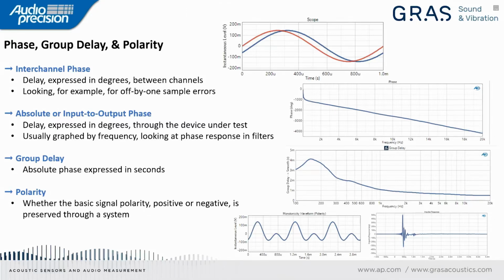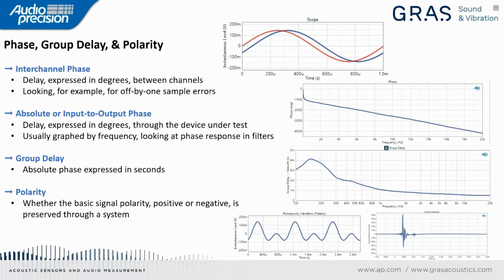Okay, just to use the most of our remaining time, phase, group delay, and polarity. So this often just gets lumped under phase, which is really the time alignment between two or more signals. But there are a few subtleties. So the first is a lot of the time, if we're testing, say, a stereo music playback device, what we're interested in verifying is that the two channels are perfectly in sync.